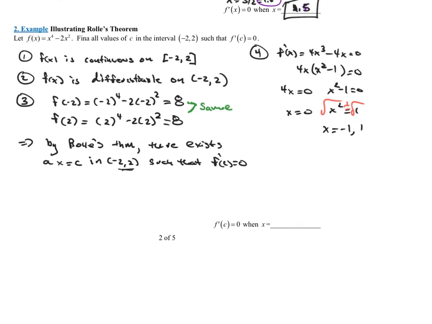So f prime of c equals 0 when x equals, if I did them in order, negative 1, 0, and 1. 3 points where the derivative is 0. Again, Rolle's theorem just says there has to exist 1 point. We were actually able to find 3 points in this instance. So all 3 of those points would be critical values and potential maximums and minimums.